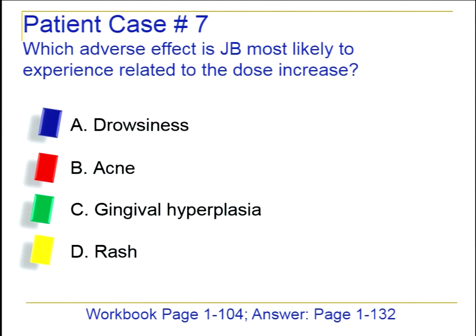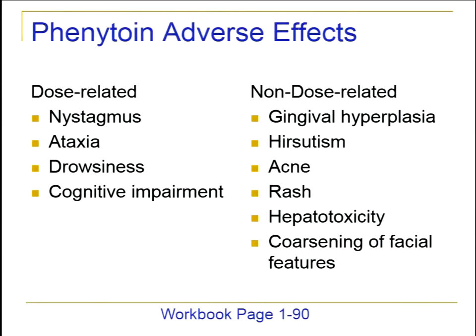Most people are saying drowsiness. Some people are saying gingival hyperplasia because that's the only thing they remember about phenytoin. But it is drowsiness. And why is that? Well, we have two kinds of adverse effects that we expect to see with phenytoin, those that are dose-related and those that are not dose-related. The dose-related things include nystagmus, remember the eyeball moving, okay? The ataxia, drowsiness, and cognitive impairment. Those are things we're going to see as we increase the dose.